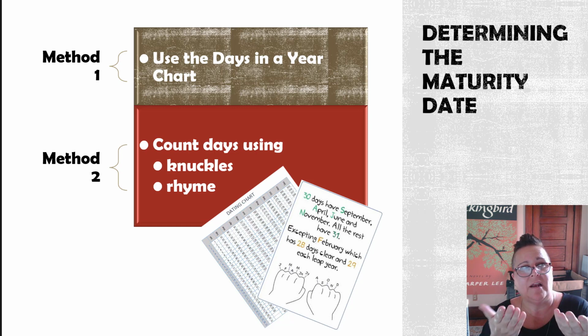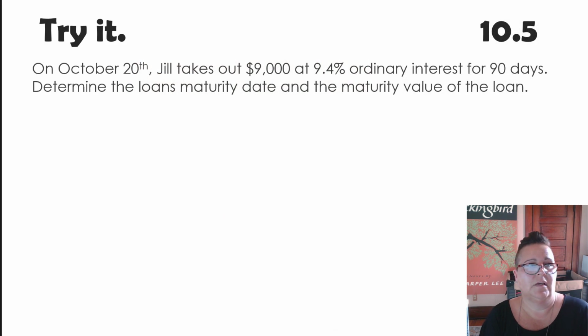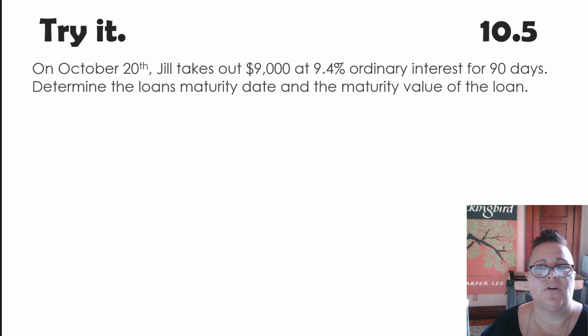I got pretty good at dating from chapter 7, but for this one, I have to use the days in the year. All right, on October 20th, Jake takes out $9,000 at 9.4 ordinary interest for 90 days.